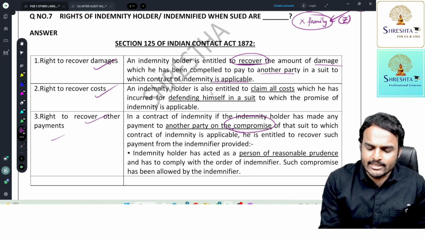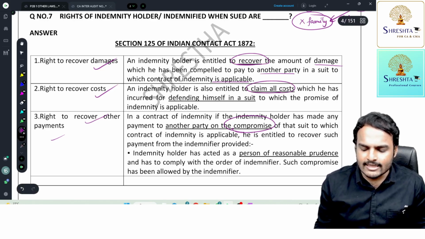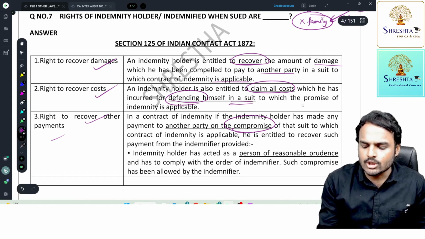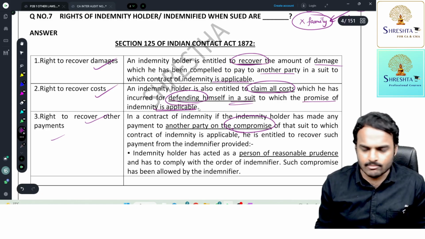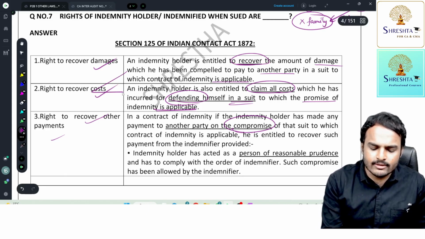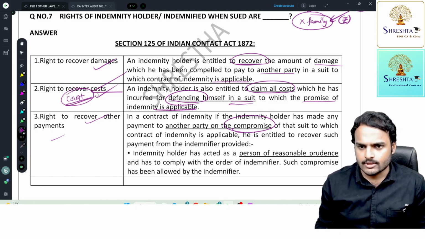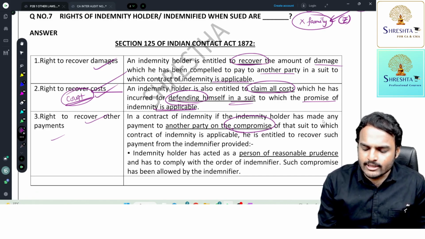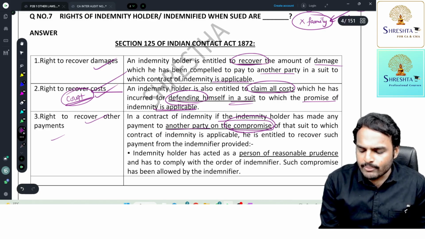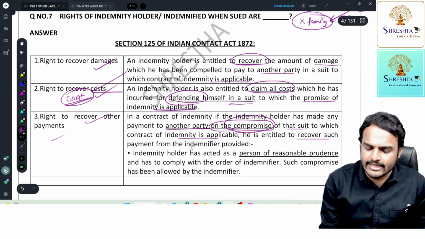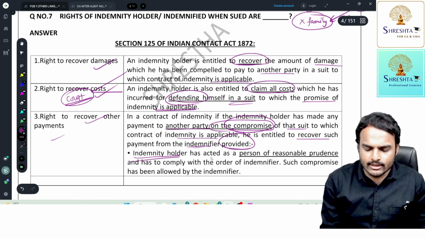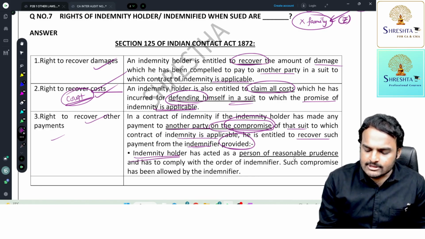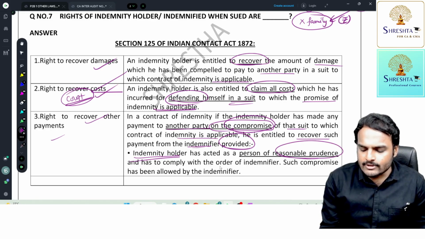Next one, an indemnity holder is also entitled to claim all costs which he has incurred for defending himself in a suit to which the promise of indemnity is applicable. So these two rights the indemnity holder will get if the matter went to court. Or else, in a contract of indemnity, if the indemnity holder has made any payment to another party on the compromise of that suit to which the contract of indemnity is applicable, he is entitled to recover such payment from the indemnifier, provided the indemnity holder has acted as a person of reasonable prudence.